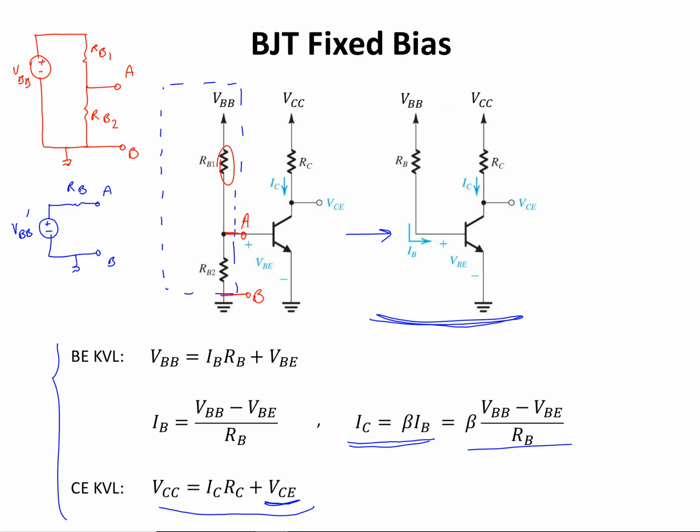Now, if I want my transistor to operate in the active region, the DC collector emitter voltage must be greater than VCE sat. However, if IC changes and VCE changes, it might happen that the collector emitter voltage would be below VCE sat, and then my transistor would go to the saturation region.